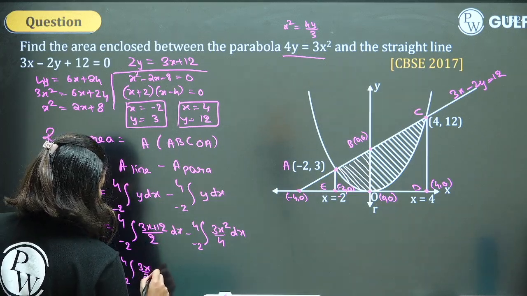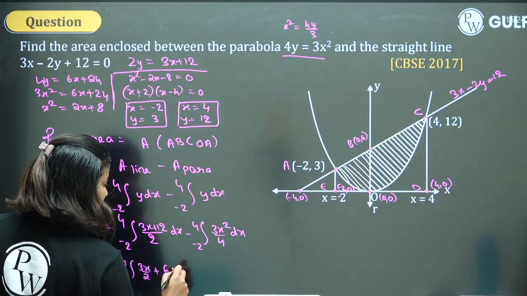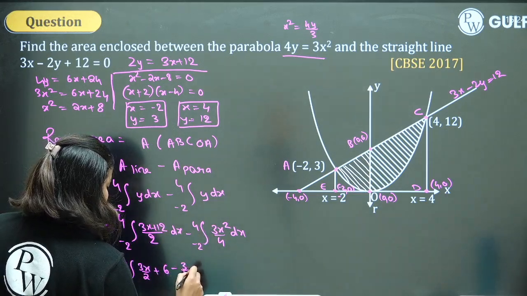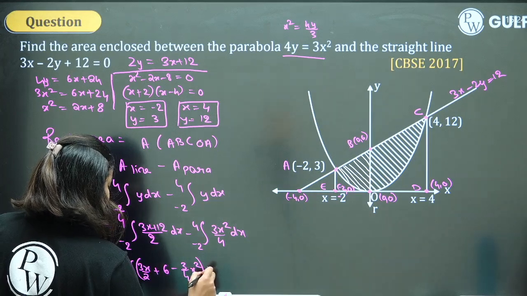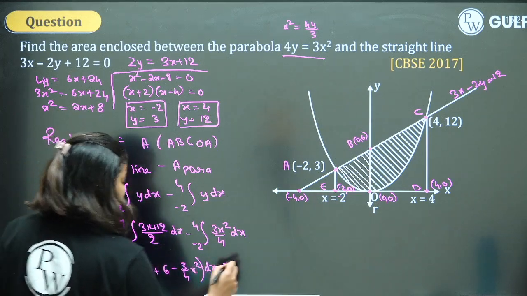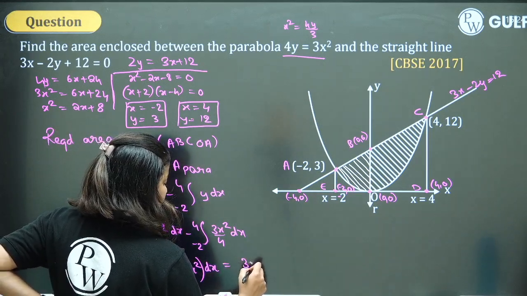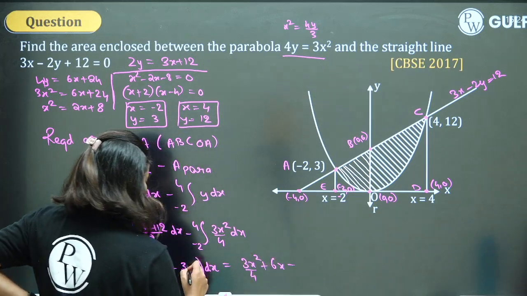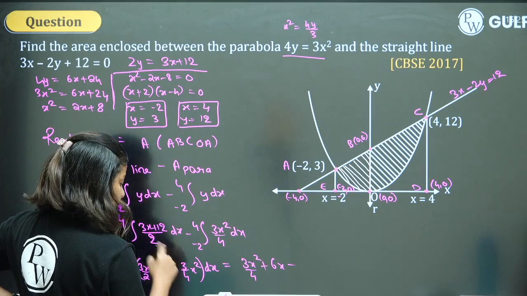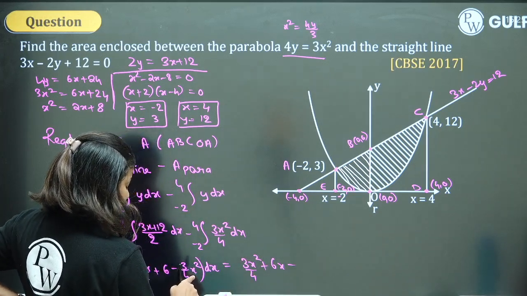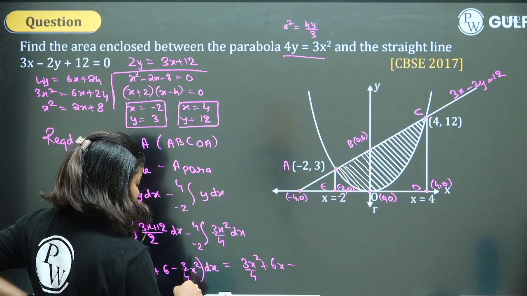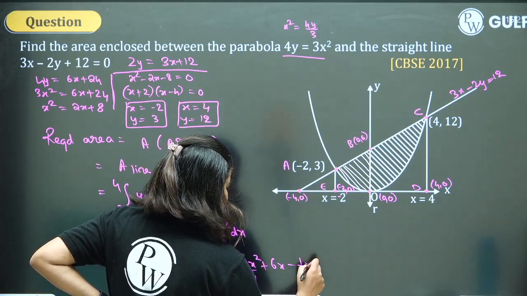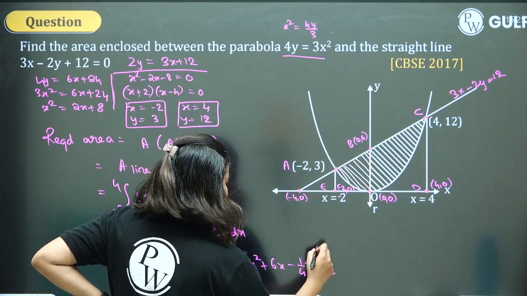3x by 2 plus 6, 12 by 2 है ना, minus 3 by 4 x square and dx. Whose integration is 3 by 2 x square by 2, 3x square by 4 plus 6x. 3 by 4 x square integration x cube by 3. So 4 3s are 12. 3 3 cancel. 1 upon 4 x cube from -2 to 4.